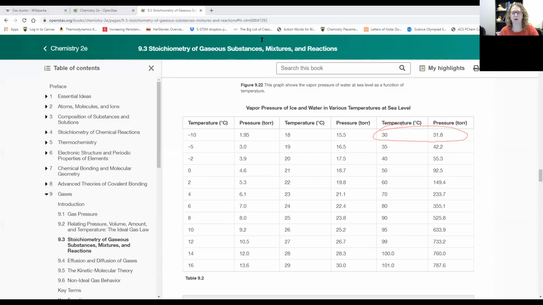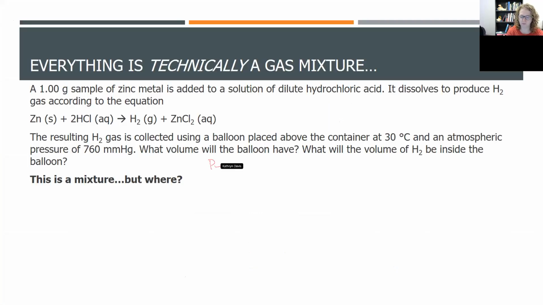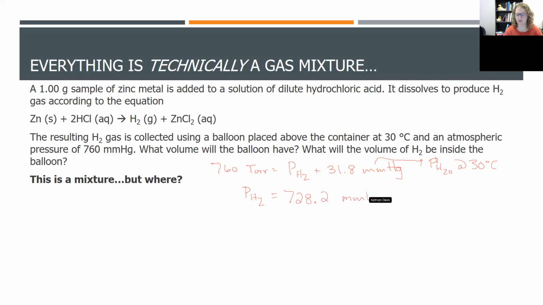So let's go back into our problem here. We had said that P total was the pressure of whatever H2 I make plus the pressure of the water, and we had said that the total pressure was 760 millimeters of mercury. Now I have my 31.8 millimeters of Hg. So whatever the H2 is, it's just a subtraction problem: 760 minus the pressure I got out of the table, 31.8 in this case, so this is pH2O at 30 degrees Celsius. That gives 728.2 millimeters of mercury. I really don't usually keep things in millimeters of mercury, so I might as well convert it to atmospheres in case I need it later. So 0.958 atmospheres of H2.